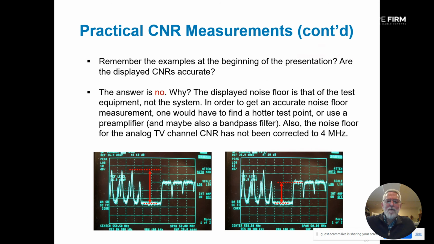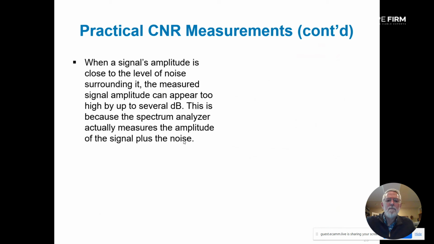And also for the carrier to noise ratio for our analog TV channels, as you point out, Brady, there it is. The RBW is 300 kilohertz. You can see that in the lower left here. That noise floor has not been corrected to 4 megahertz. So no, these are not accurate CNRs. You can't look at this and say, yeah, that looks good. Actually, not so much. You've got to figure out why the CNRs are lower. The answer is, first of all, that displayed noise floor is not the system noise floor. And then, of course, we have to do the bandwidth correction.